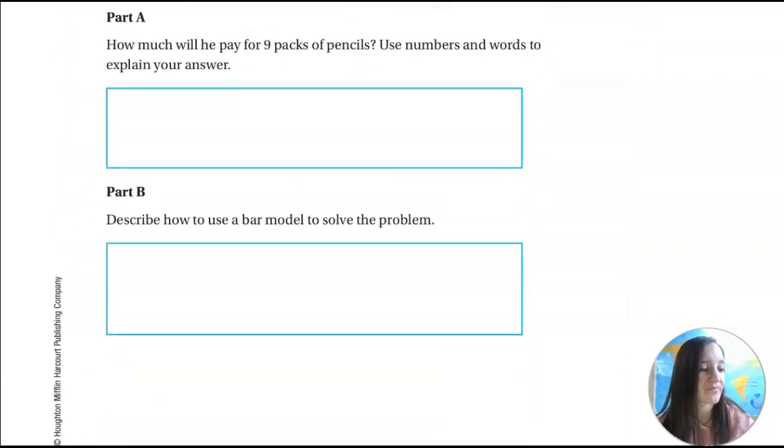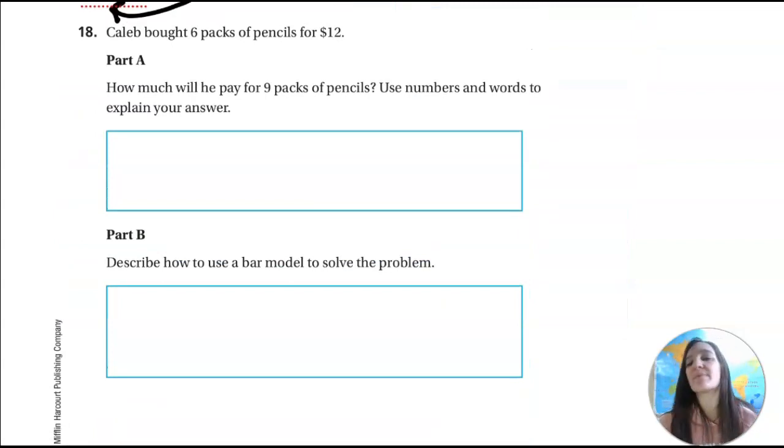Whatever works for you. Caleb bought six packs of pencils for $12. How much will he pay for 9 packs of pencils? Use numbers and words to explain your answer. Okay, I'm going to put money on top.